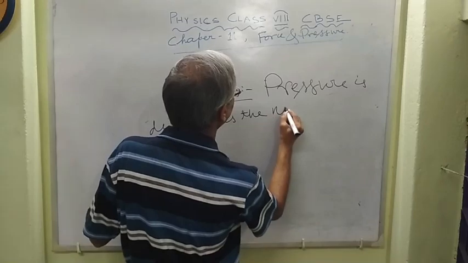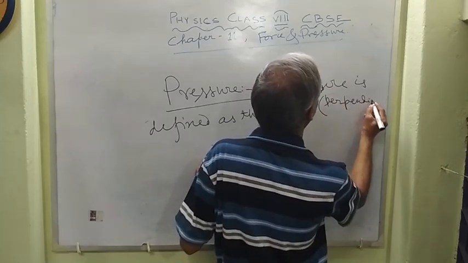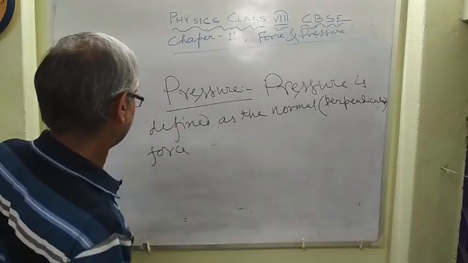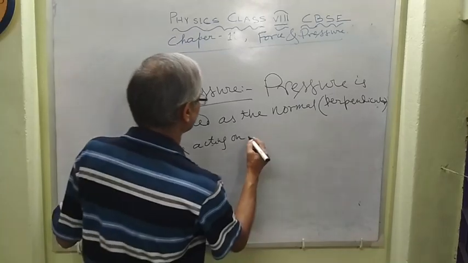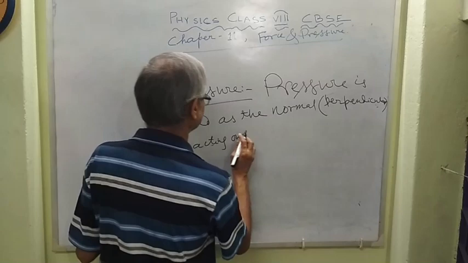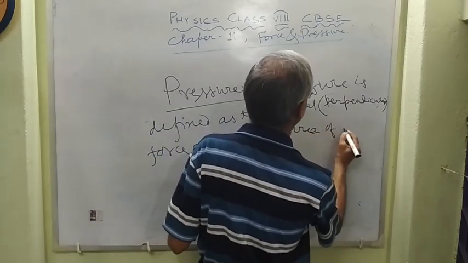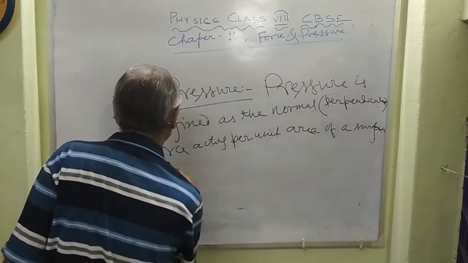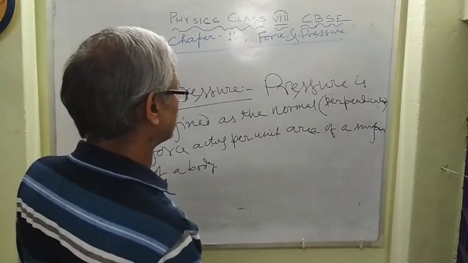the normal force. Normal means perpendicular. Pressure is defined as the normal or perpendicular force acting per unit area of the surface of a body.